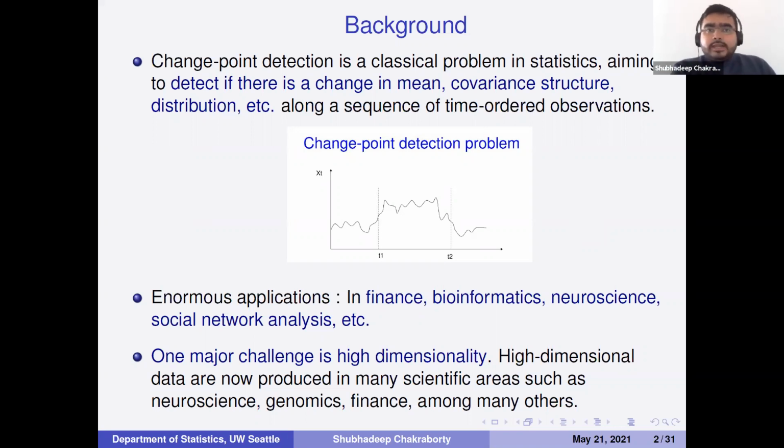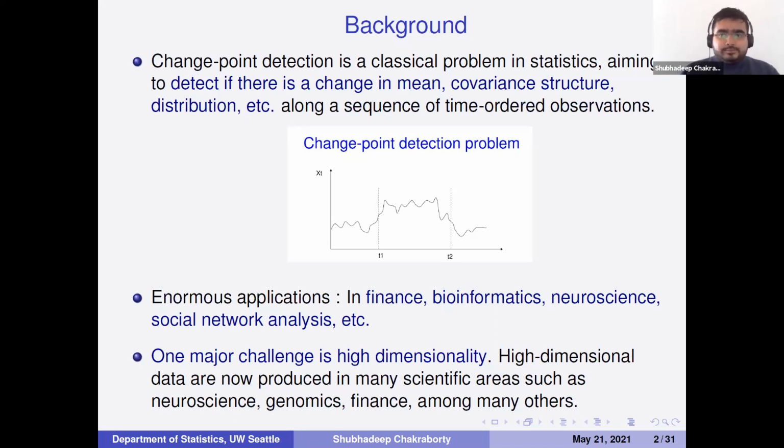So essentially, change point detection is all about detecting if there is some change. The change might be with respect to the mean, covariance structure, the underlying distribution, along a sequence of time-ordered observations. In recent times, there have also been works on detecting changes in the structure of time-varying networks. There's a vast literature on change point detection, mostly in the context of detecting a change in the mean or the covariance structure, and mostly in the low dimensional or the univariate context.